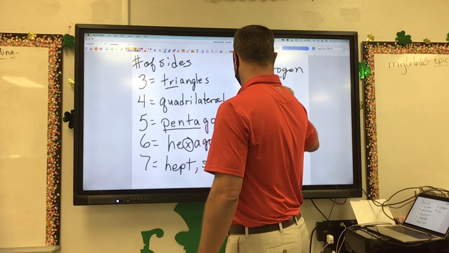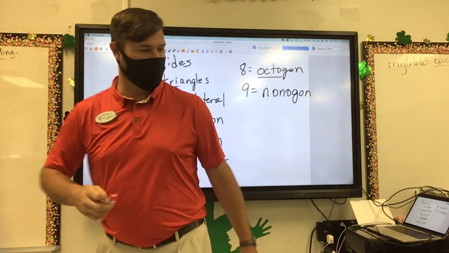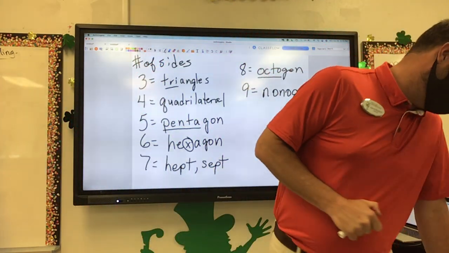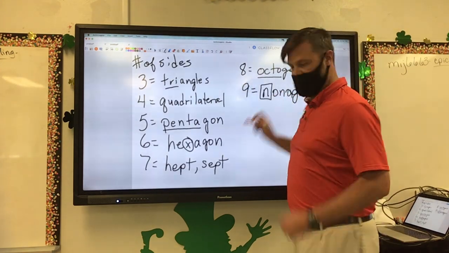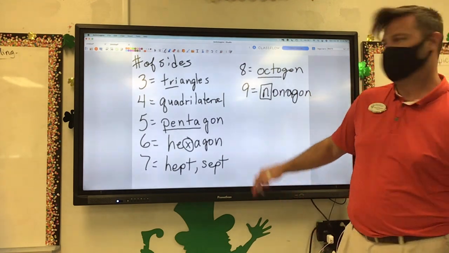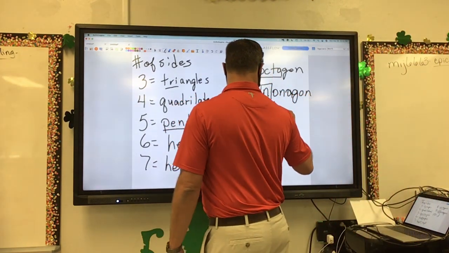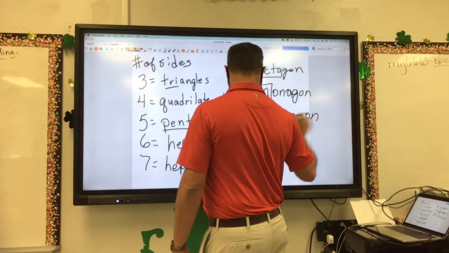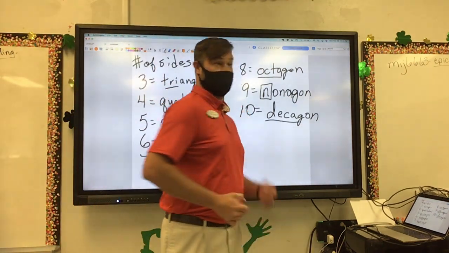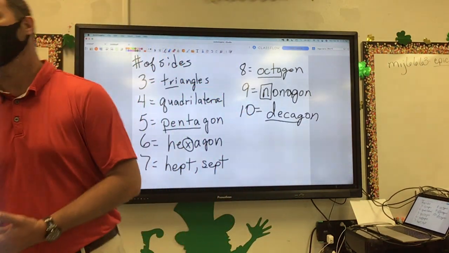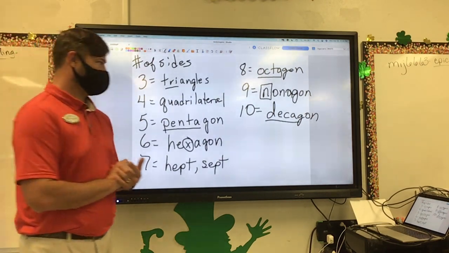9 is a nonagon. How do I know a nonagon? What helps me there? 9 and non both start with N's, exactly. And the last one is a decagon. How do you remember a decagon is 10? A decade is 10 years, right? That's why they call it a decade. A decade has 10 years. Now, here's a little history, a little trivia for you.